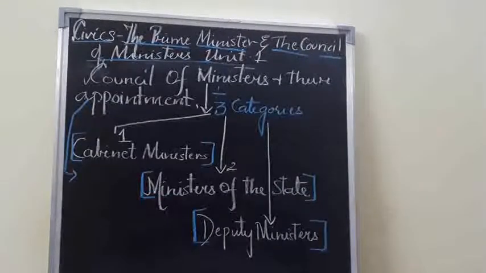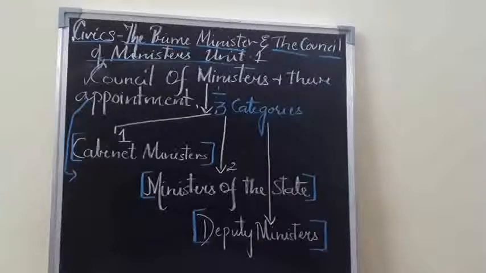Now let us see about the Council of Ministers and their appointment. The Council of Ministers are appointed by the President on the advice of the Prime Minister. The President does not have an upper hand in this matter with regard to appointment of the Council of Ministers. He has to listen to the advice of the Prime Minister. What does this simply show of the President? It says that the President is just a nominal head and the Prime Minister is the real head.